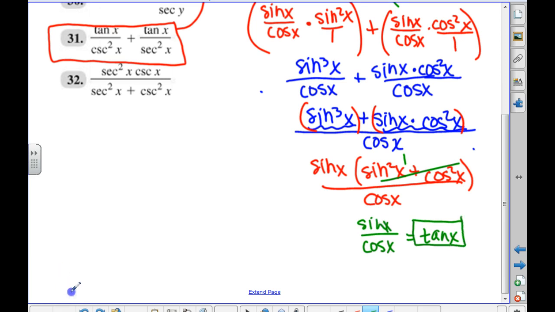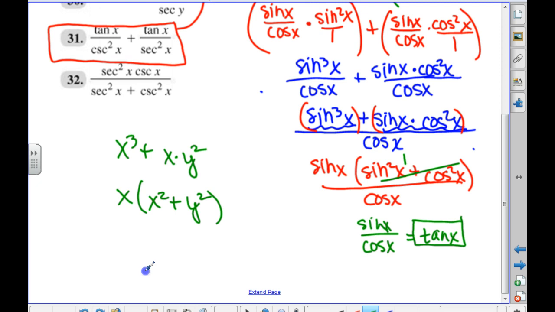Okay, question. I don't understand the last blue step to the red step. This one to this one. Yes. Okay. There was a sine cubed plus a sine times this. So it's like we had an x cubed plus an x times y squared. We took an x out. It does help sometimes to think about it differently. Great question. Anybody else have a step I can explain again?